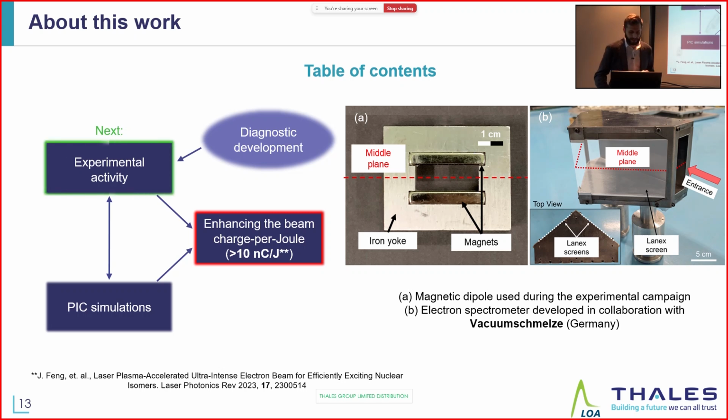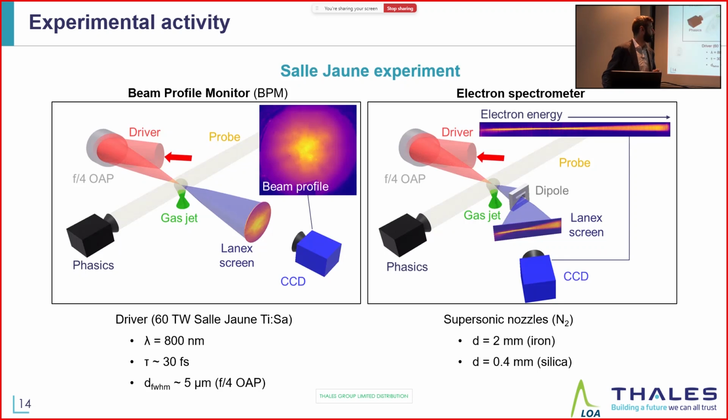Now we are ready to start discussing the experimental part. This is the experimental setup, which is, I think, very, very simple. We just have a laser pulse focused with an off-axis parabola, an f/4 parabola. The experiment was performed in Sargon, so we had a 60 terawatt titanium sapphire laser capable of producing laser pulses with a wavelength of around 800 nanometers, duration of around 30 femtoseconds, which means very, very short pulses. And the laser was focused, again, with the f/4 off-axis parabola down to a full width at half maximum diameter of 5 microns.